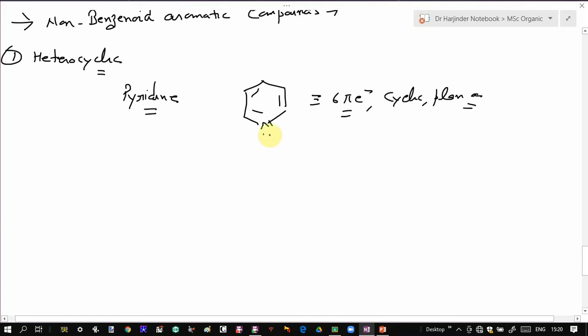And remember, in pyridine, this pair of electrons over nitrogen is present in an sp2 hybrid orbital. It's not present in an unhybridized orbital. It is present in an sp2 hybrid orbital, and therefore it doesn't participate inside the aromatic ring. It is present outside. If you look at the aromatic character of this pyridine, it is less aromatic as compared to benzene.